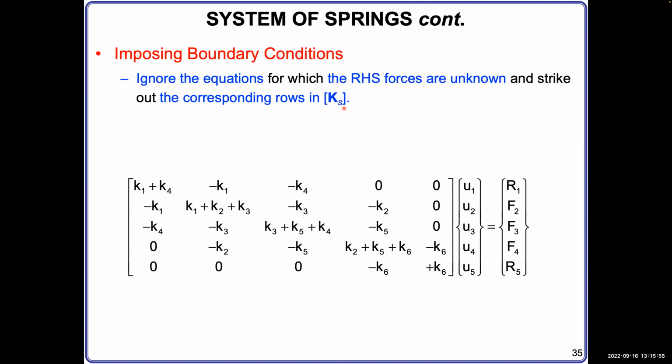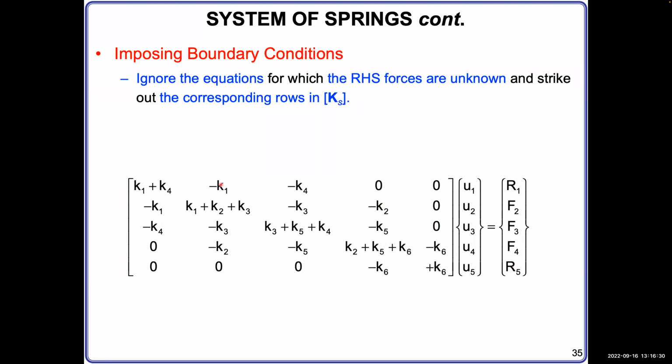Once we have this, we will start to solve those unknowns by imposing the boundary conditions. For this case, the boundary condition is on the wall. We already know the boundary condition, right? The displacements U1, U5 are known, and the forces F2 to F4 are known. The convention is you don't solve this one immediately.